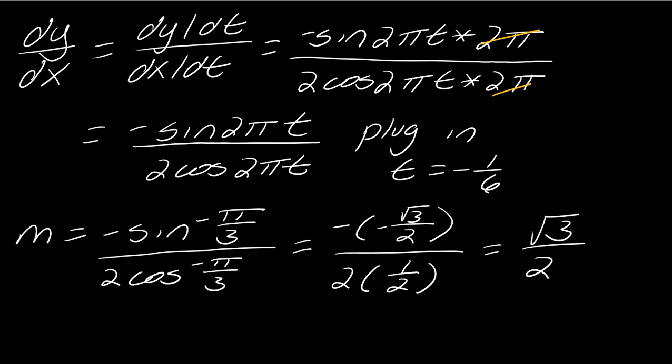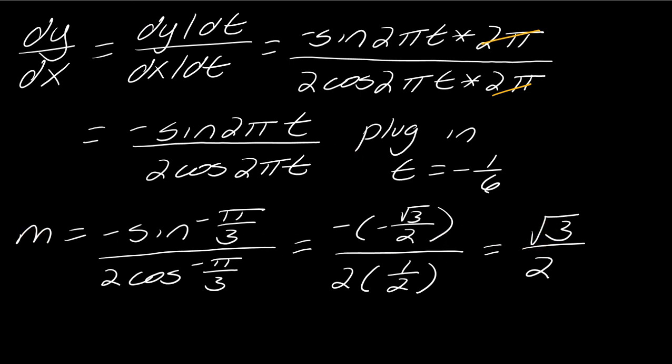And so when all is said and done, this will simplify to just square root of 3 over 2. Okay, so one more time, just to review everything in case it's been a minute. You find the derivative, you plug in the point, and when you plug in the point, that gives you your slope for the tangent line, okay?